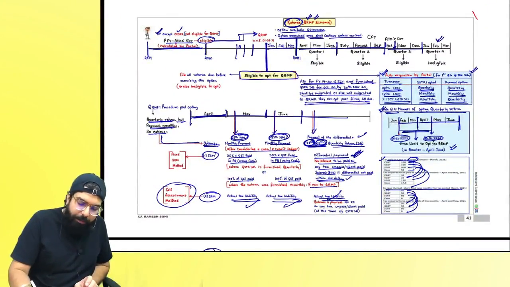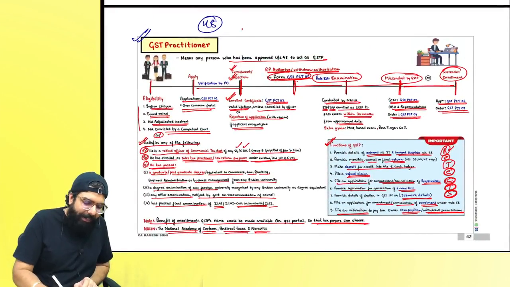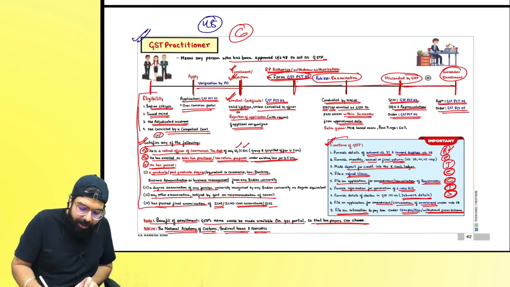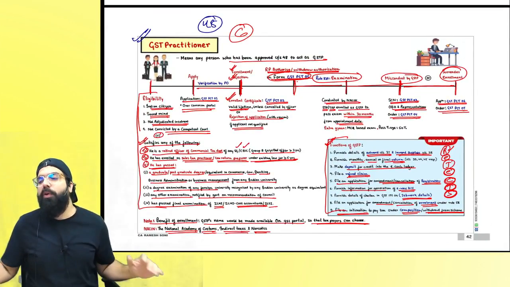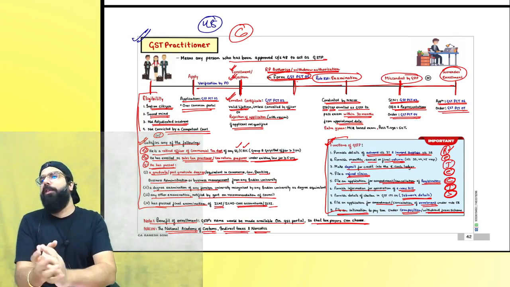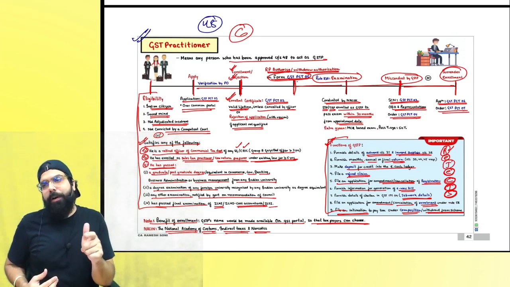Then QRMP scheme, I have anyways explained it to you. Also, this GST practitioner is a C-graded topic, but still be careful about the eligibility and functions of a GST practitioner. Right, everyone? I will close my revision, complete revision on the chapter of returns over here. Congratulations, people. A C-graded topic, but a 3 to 4 mark question can be asked.